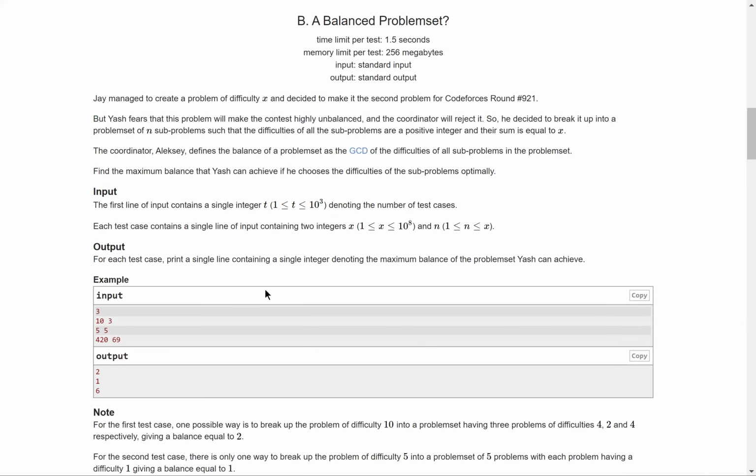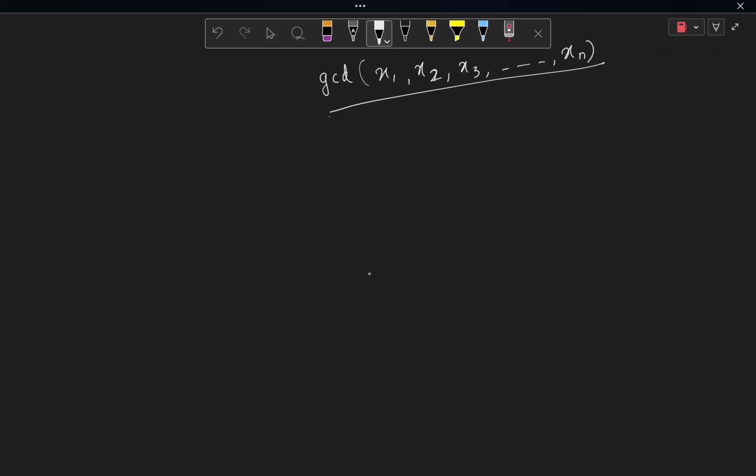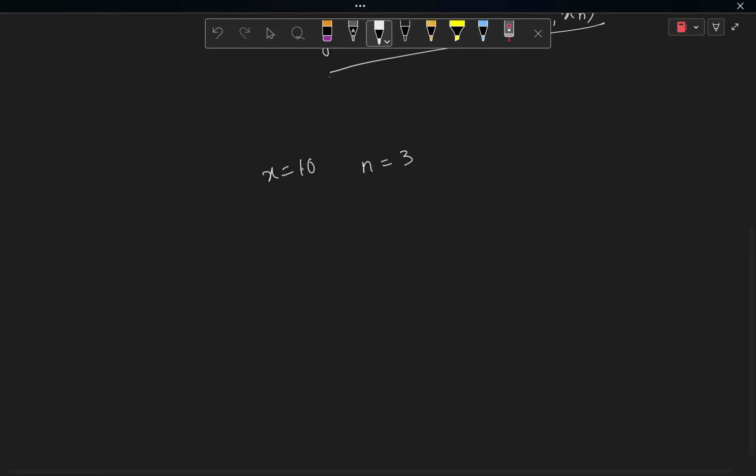So the first example is x equal to 10 and n equal to 3. You have to divide this 10 into three numbers. Let us see what we could do. We could do something like 1 plus 1 plus 8. These are three numbers. Then what would be the GCD of these three numbers?